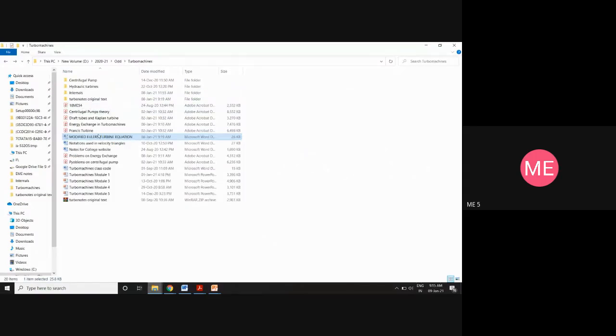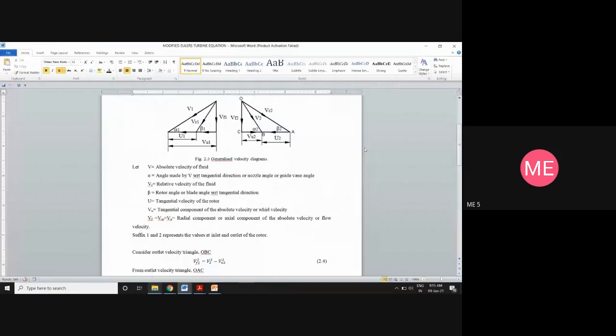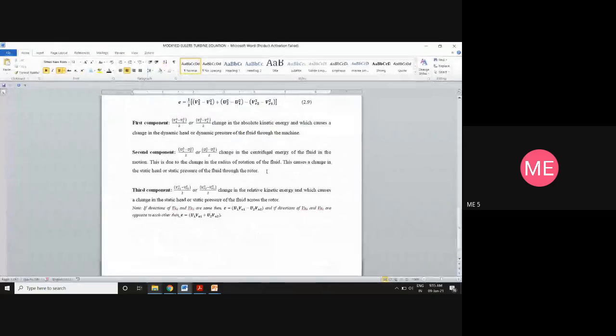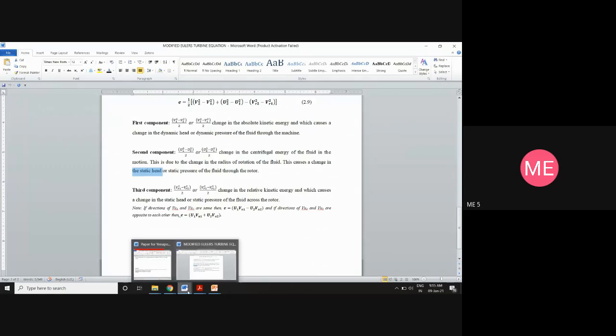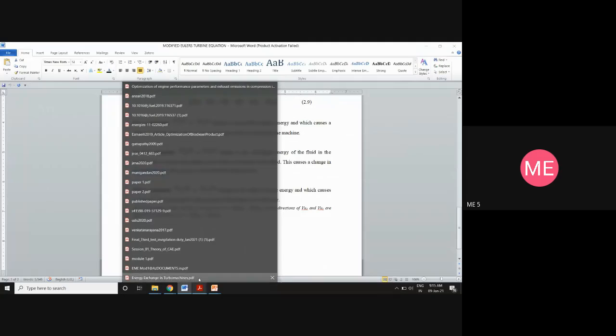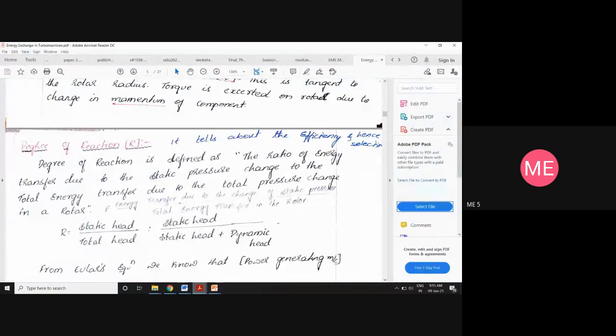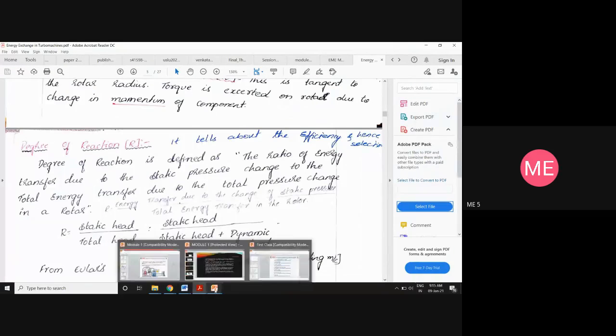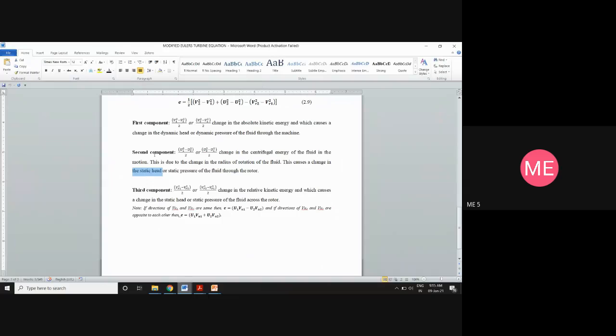Here in the modified Euler's turbine equation, we got static head. This is absolute kinetic energy, centrifugal energy, and static pressure. See here, this is called static head. So what does the degree of reaction tell? It tells static head divided by static plus dynamic head. So out of these three, which is the static head? So this is static head. I'll highlight this. Static head. This is called dynamic head. And this is again static head. Okay, so these two are static head and this is a dynamic head.